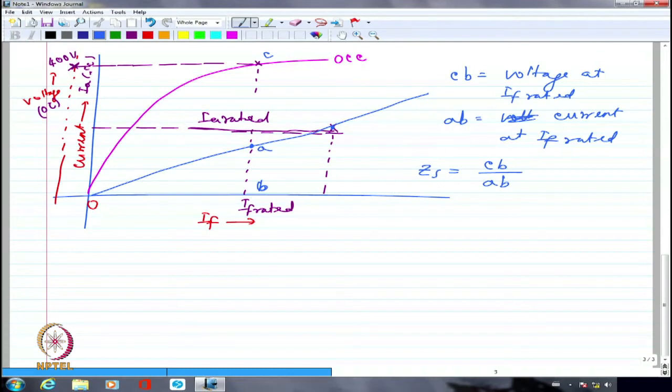So this is giving me a way to measure the internal impedance. If I know the current that is flowing under rated field condition, that will give me a way to determine the internal impedance of the machine. That's what I'm precisely doing. So the open circuit characteristics and short circuit characteristics are done mainly to get the synchronous impedance value of the generator.